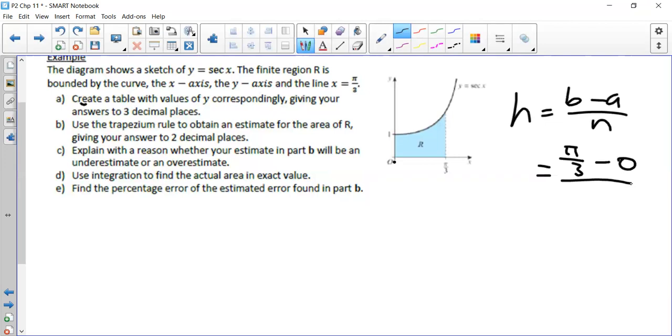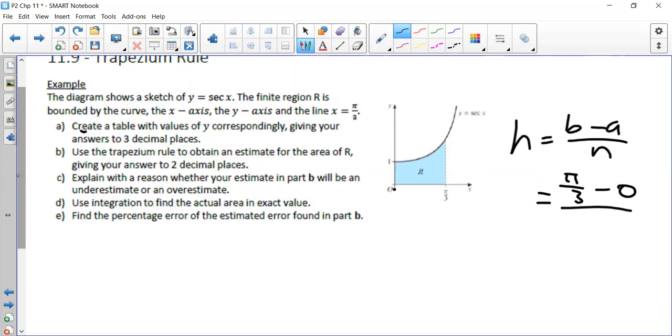And how many strips did they say? I didn't say, typo, my mistake. There should be 4 strips. The question will always give you the number of strips. My bad, I didn't give you the number of strips. There should be 4 strips. So we're going to make a table again. So n is 4. So pi over 3 divided by 4 is pi over 12.